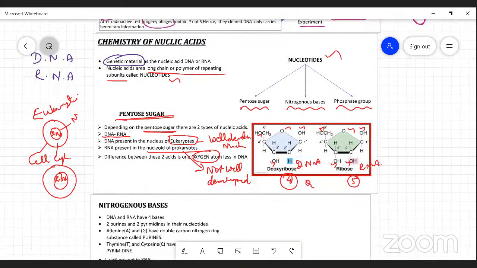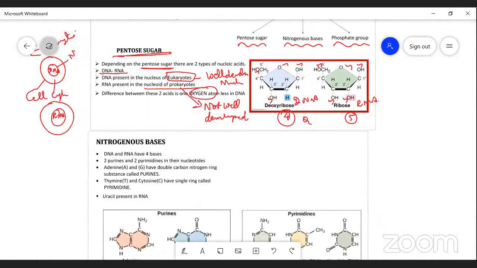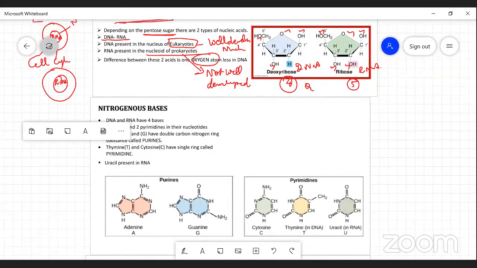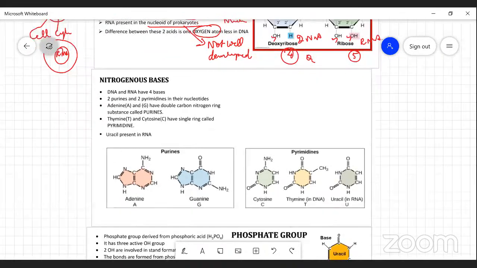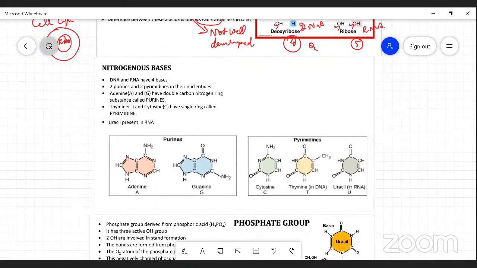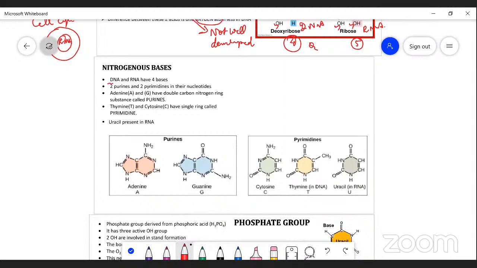Next one, nitrogenous bases. In the nitrogenous bases, DNA as well as RNA have 4 bases. See here, 4 bases are given: 1, 2, 3, 4.